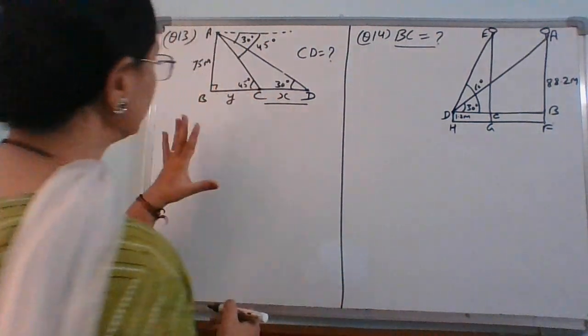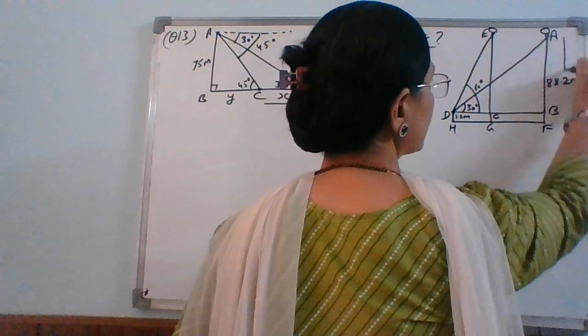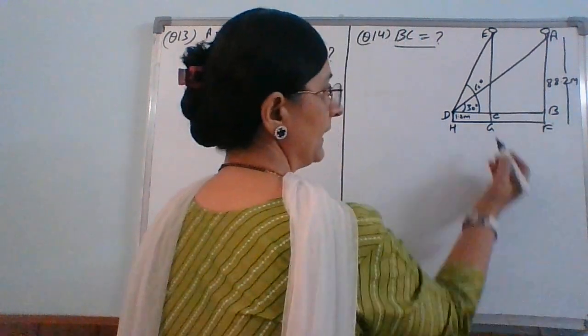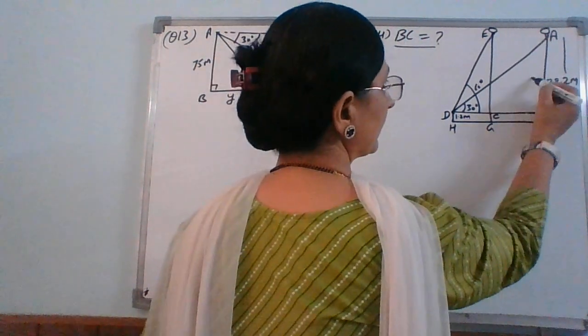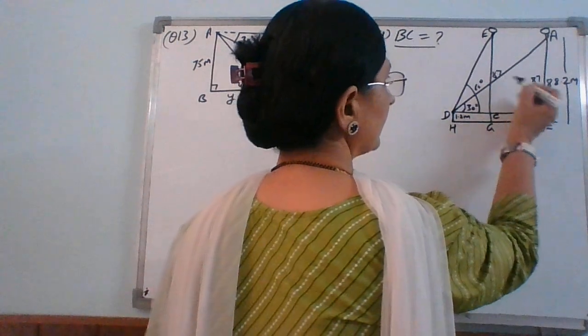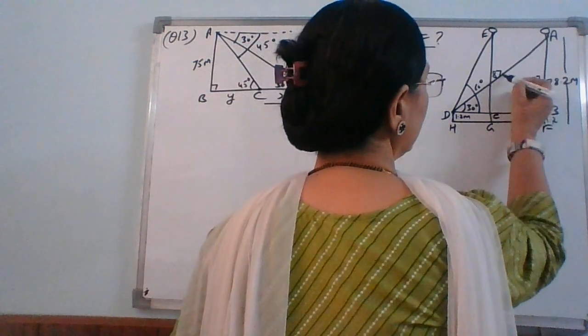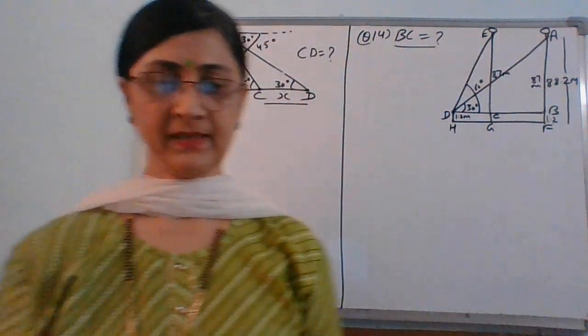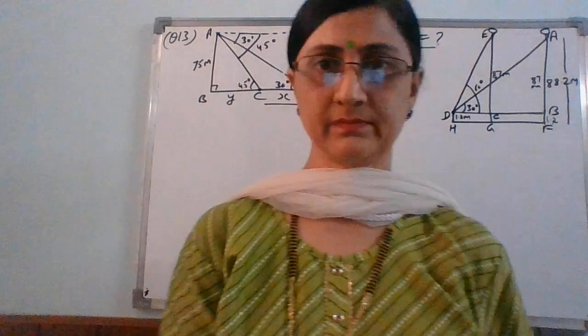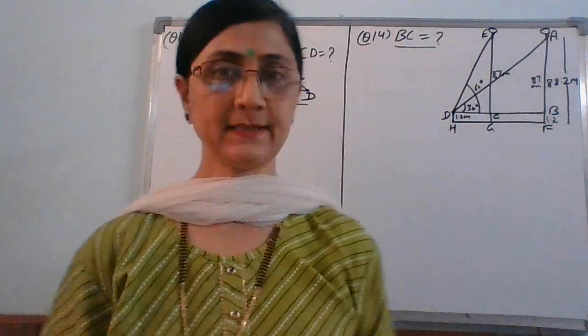So now here, total this height is 88.2. You have to subtract 1.2, so the height inside will be 87 meters, right? Okay. Now let us do number 13. Let us start this question.